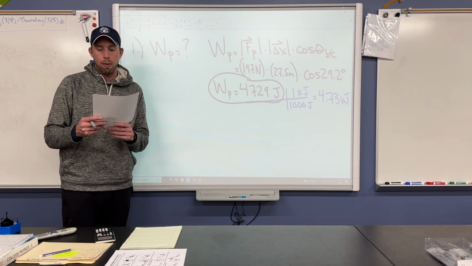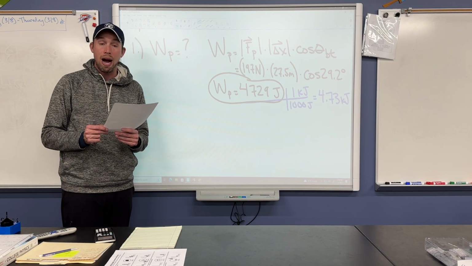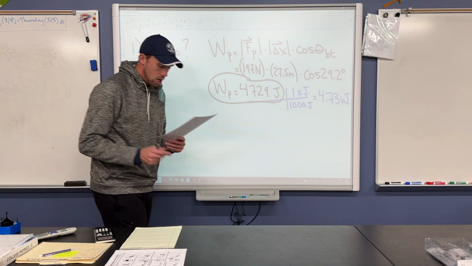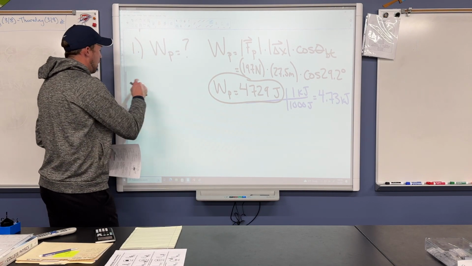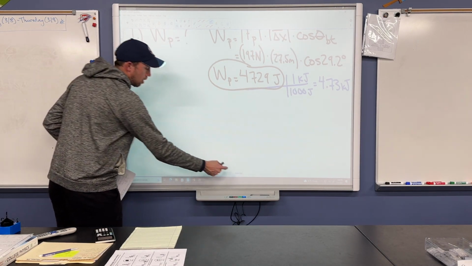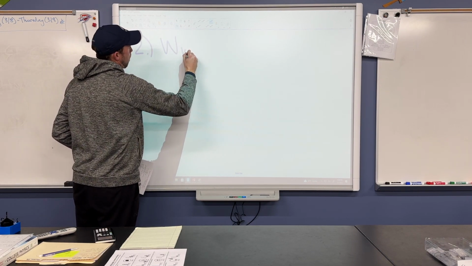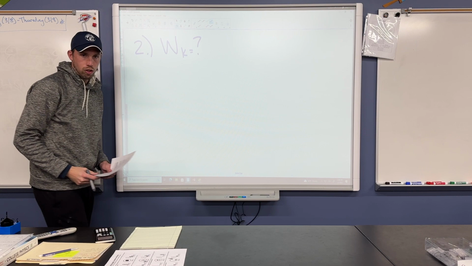I'm going to look at part two, and it says this. Find the magnitude of the work done by the force of friction. Okay, so again, part two. Scroll down here a little bit. Part two is this. We want to find what is the work done by our force of friction.